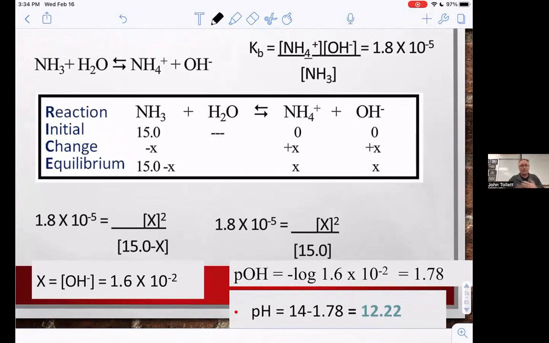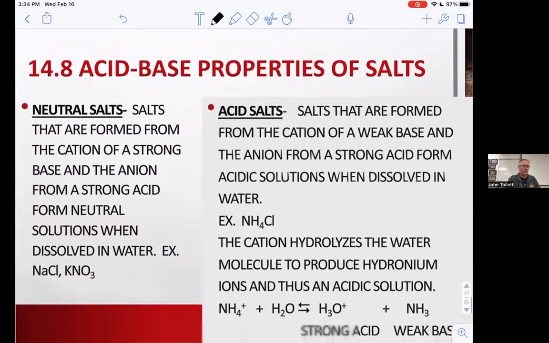I think these are great. They're really no different than doing weak acid problems. The most significant difference, of course, is at the end when you have to find pH from pOH. So let's go on to salts.